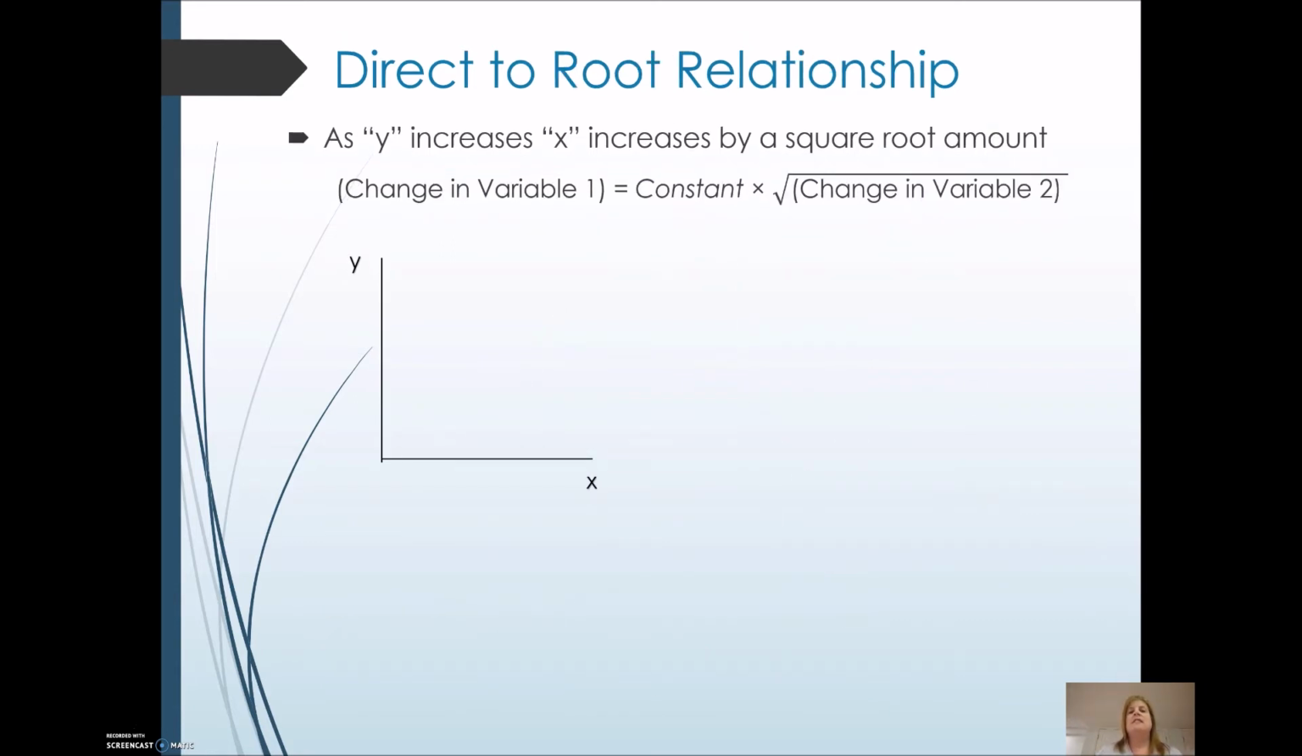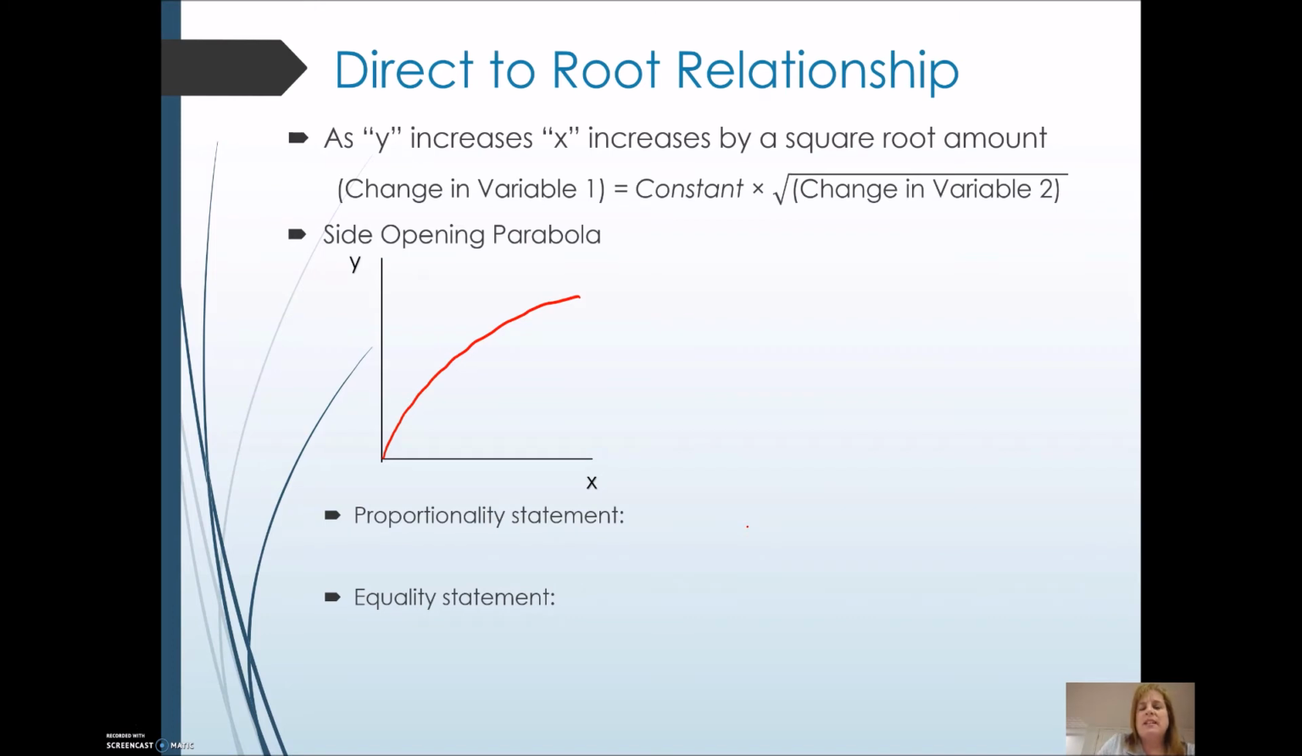Another relationship is the direct to root relationship. And basically what that says is that as y increases, x increases by a square root. So what this looks like is different. This looks like a side opening parabola. And basically what this is saying is that as my x value is increasing, the y is increasing, but not directly proportional. It's plateauing. My y value is reaching some sort of critical level.